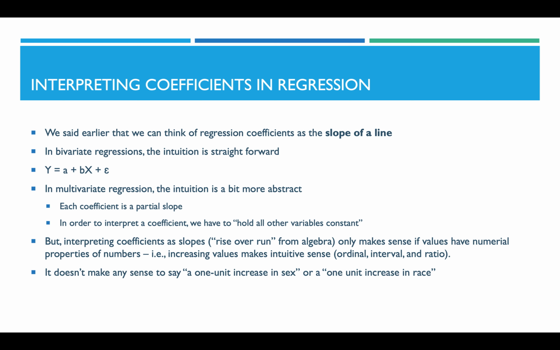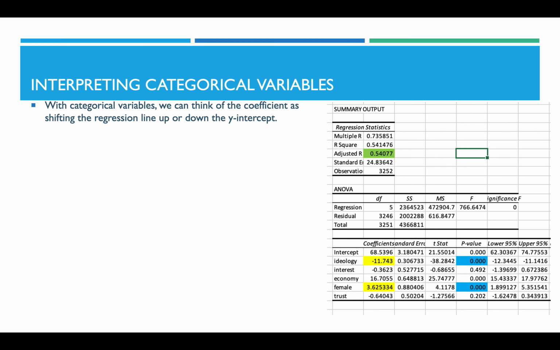With categorical variables, though, the interpretation is a little different. And it's different because it doesn't make any sense to say a 1 unit increase in sex or a 1 unit increase in race. We have to interpret them differently. So, with categorical variables, rather than thinking of the coefficient as a slope, we can think of the coefficient as shifting the regression line up or down the y-intercept, depending on whether it has a negative or a positive value. In other words, these coefficients, for instance, like the one highlighted here on the variable called female, these coefficients on categorical variables are not partial slopes.